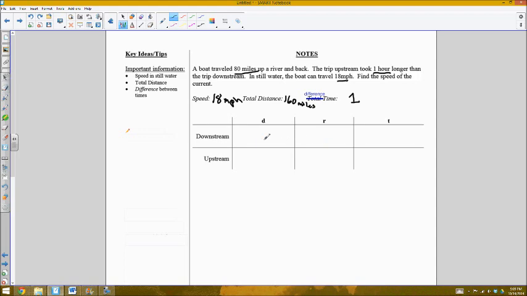So it starts off in much the same way. The distance I traveled was 80, and I went miles both ways. The rate it took me, well, recall that to go upstream, I'm fighting against the current. So again, I'm going to create a variable. I'm going to let x be the speed of the current.